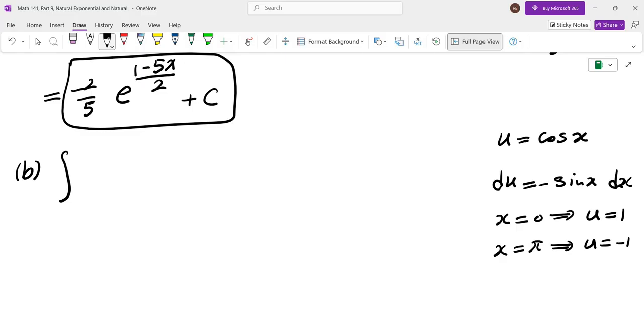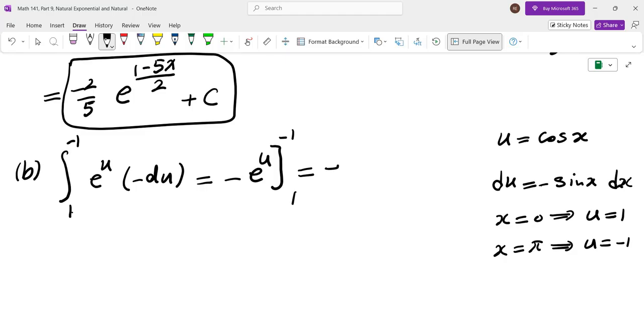So this becomes the integral from 1 to negative 1 of e to the power of u, and sine x dx is negative du. So the integral of that is negative e to the u, and then we have to evaluate it from positive 1 to negative 1. We plug in negative 1, we get negative e to the power of negative 1, minus negative e to the power of 1. So the answer would be e minus 1 over e.